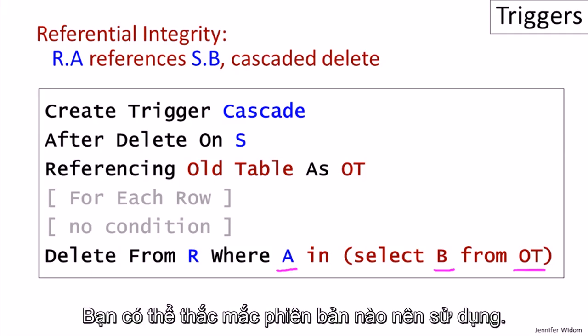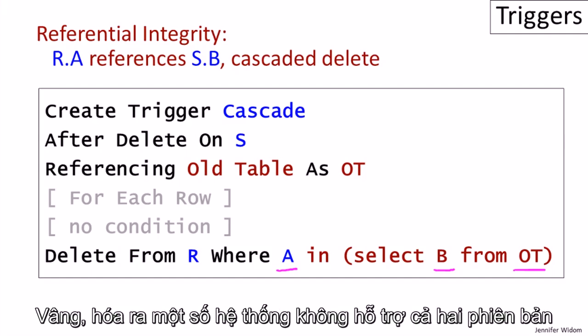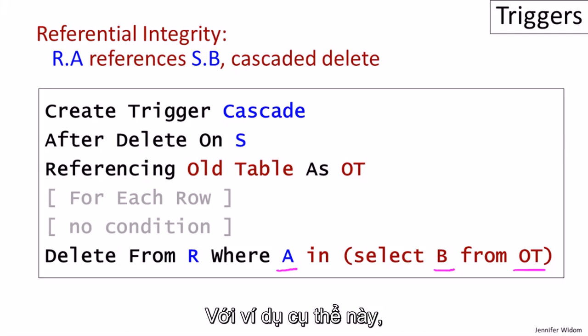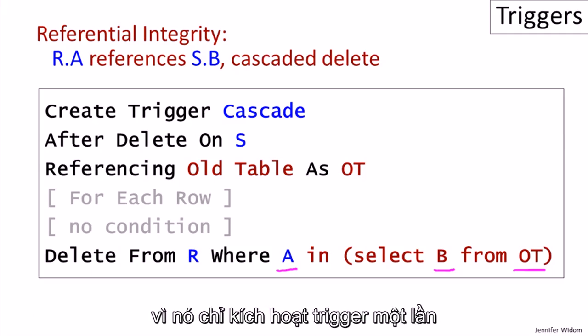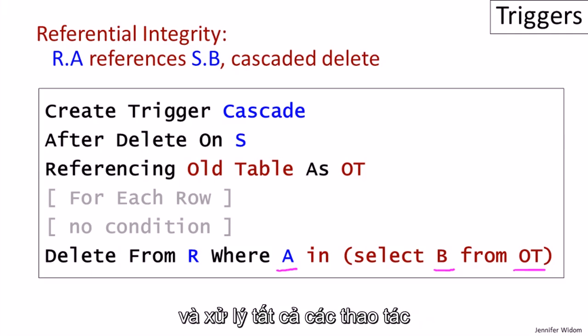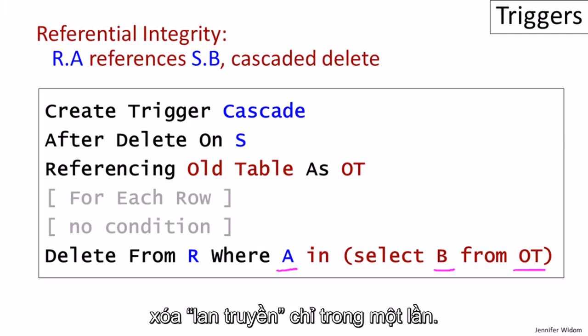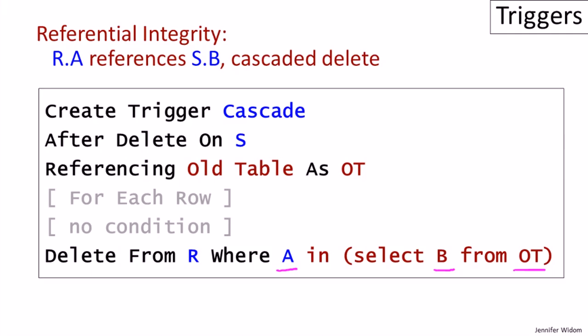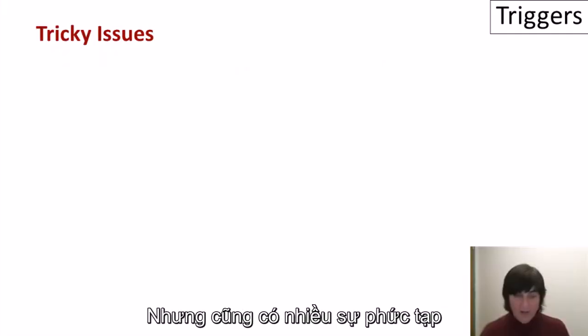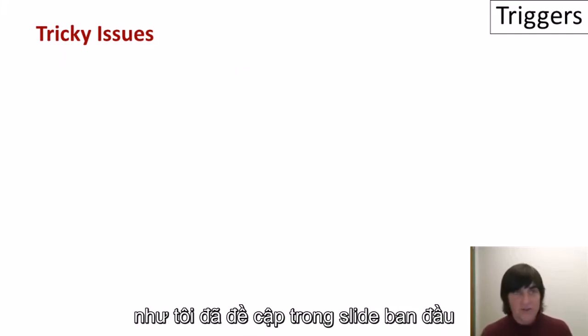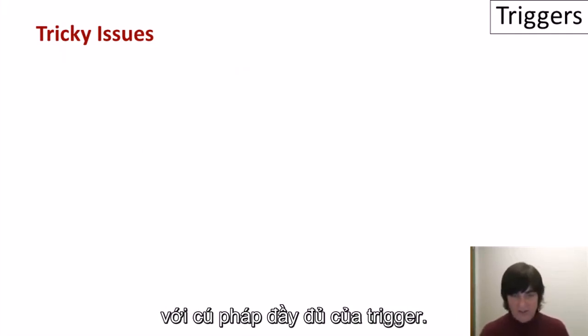Now you might wonder which version you should use. Well, it turns out some systems don't support both versions and you don't have a choice. For this particular example, probably the statement level trigger would be more efficient because it only activates the trigger once and takes care of all the referential integrity cascaded deletes in one fell swoop. So this example shows that triggers can be quite natural, but there are a lot of complexities, as I alluded to in the original slide that showed the full trigger syntax.